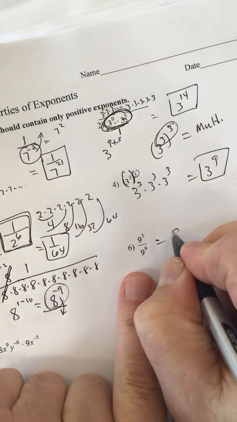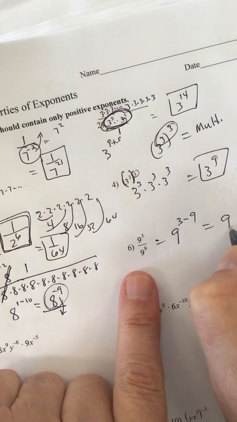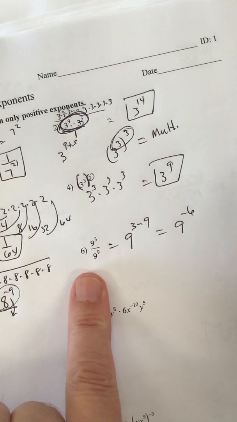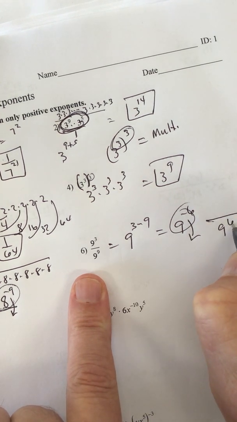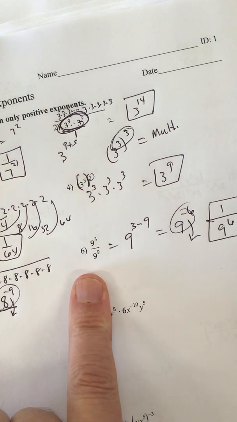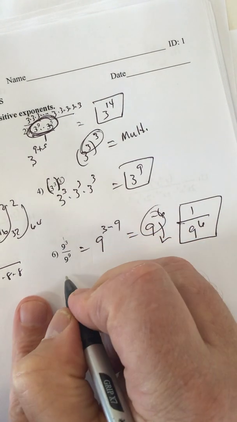So here we could use that. This is just 9 to the third minus 9. So it ends up being 9 to the negative 6. And that negative 6 means the 9s belong in the bottom. So it's 1 over 9 to the 6th. That's the little mathy rule. Division means subtract the powers.